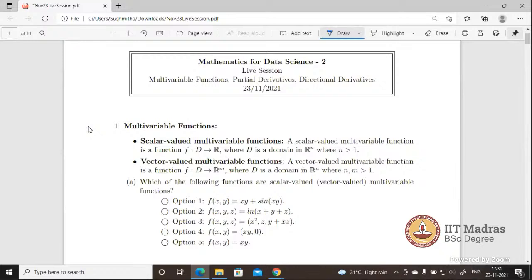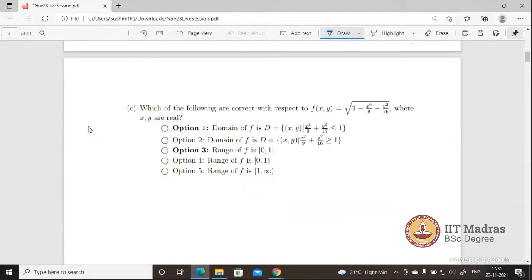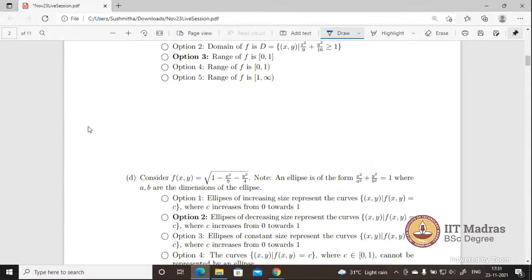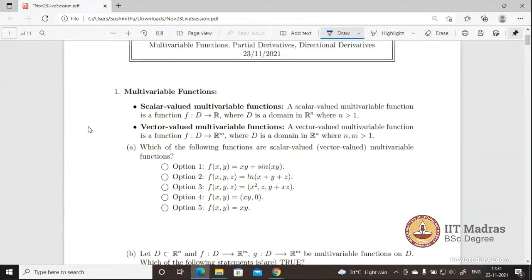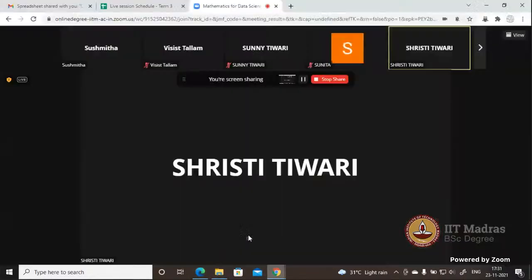Yeah, which one? Ma'am, activity 10.1, question number 6. What's the question? Ma'am, it is asking which is a vector valued multivariable function. Okay, give me a second, I'll just open my. What is the problem in that? What are the options?